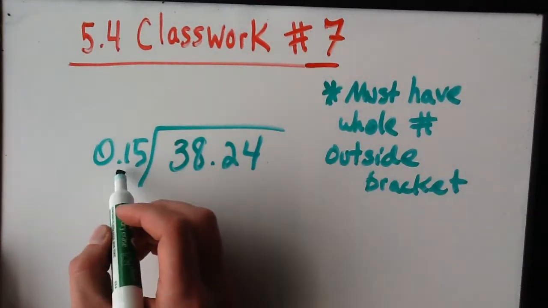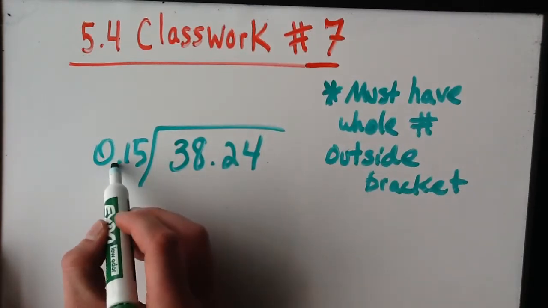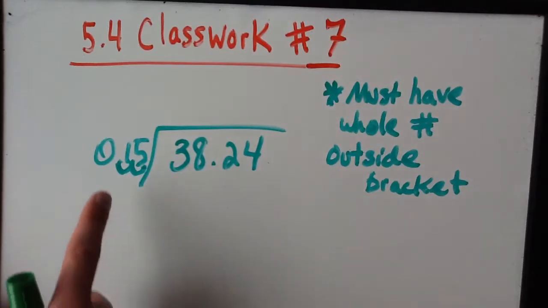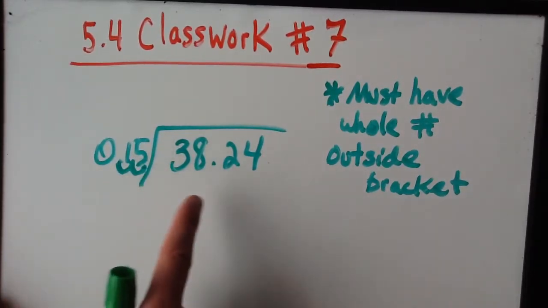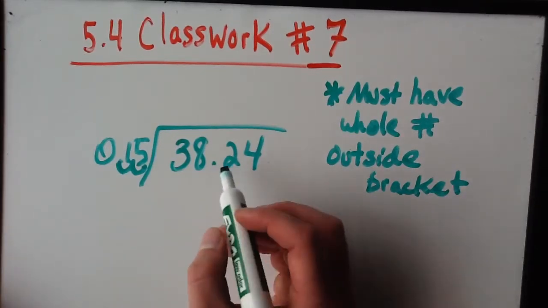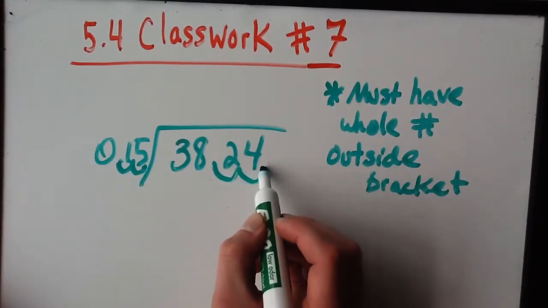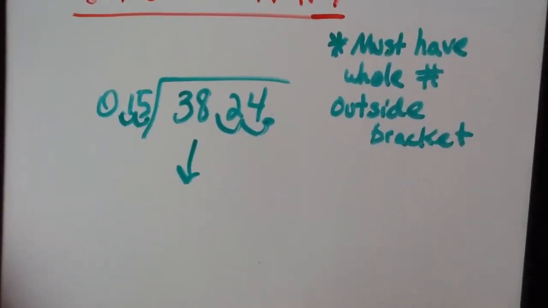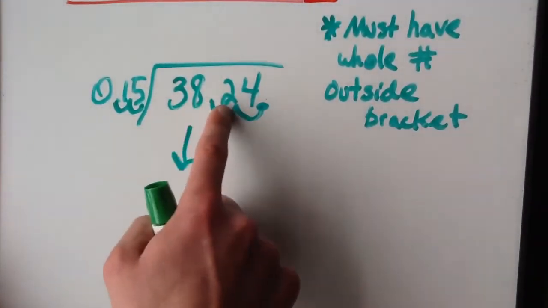Now, to get 0.15 to be a whole number, I have to move this decimal 2 places to the right. Now remember, however you move the decimal here, you must also move the decimal on this number the exact same way. So I have to go 2 places right, 1, 2, and my new decimal would be right there. Okay, now let's rewrite the problem. Inside the division bracket, we now have 3824.